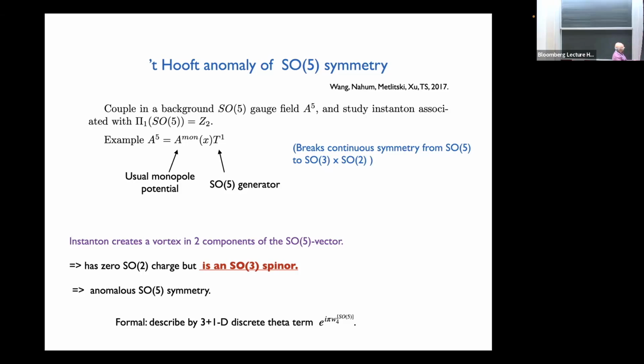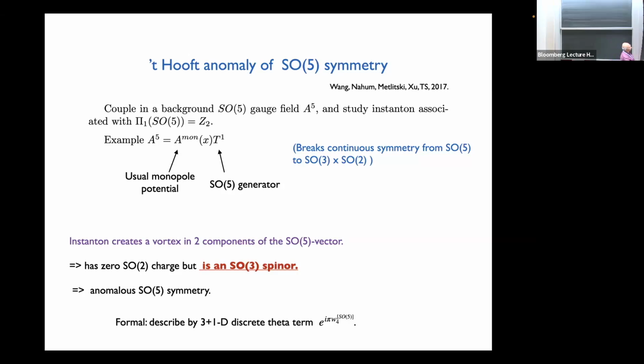So for instance, you might want to turn on a background gauge field which has the usual monopole potential times one generator of SO5. Such a background breaks the continuous symmetry from SO5 to SO3 cross SO2. What this instanton does is to create a vortex in two components of the SO5 vector. It has zero SO2 charge, but you can show very easily that it transforms as a spinor under SO3. So that's the anomaly of the SO5 symmetry.